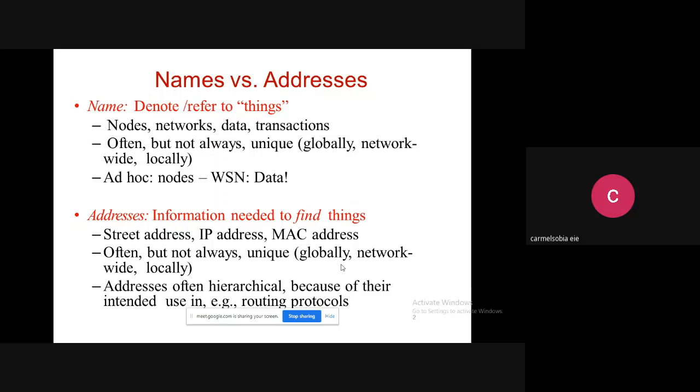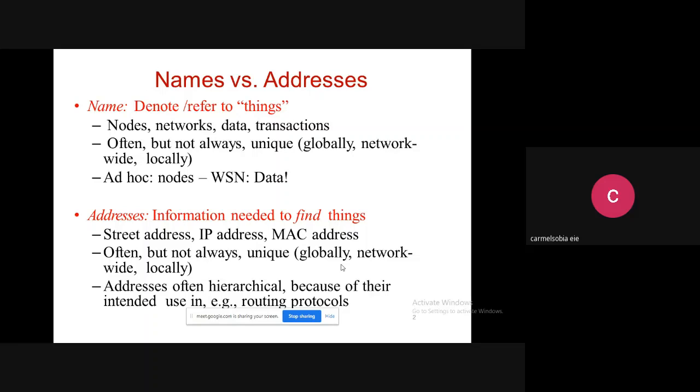Addresses are nothing but the information needed just for routing in a network. Either you are using a single-hop network or a multi-hop network, because of doing the routing, we need an address. So information is needed for finding things. That is the purpose of addresses we are using in the network field. So the addresses are used to find the information.